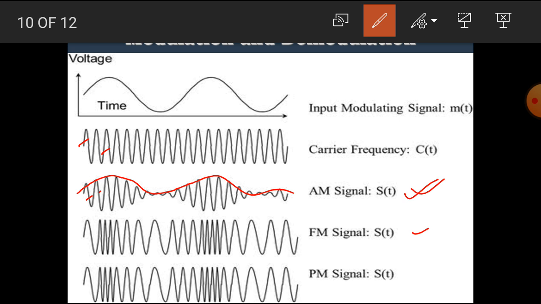Here is the frequency modulation. Frequency modulation means the frequency of the carrier signal changes in accordance with the modulating signal, where amplitude and phase are constant. That means the amplitude now is constant, the phase is constant, but the only difference is that the frequency is different. That means here is a different frequency, this is a different frequency, this is at a different frequency. This is known as frequency modulation.